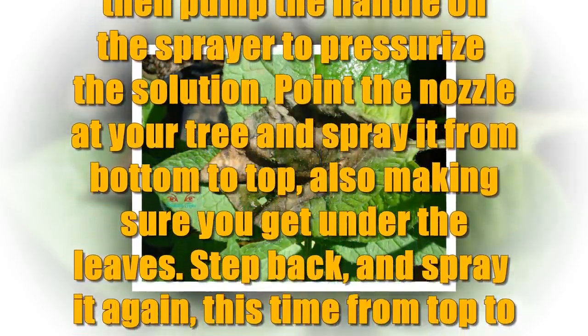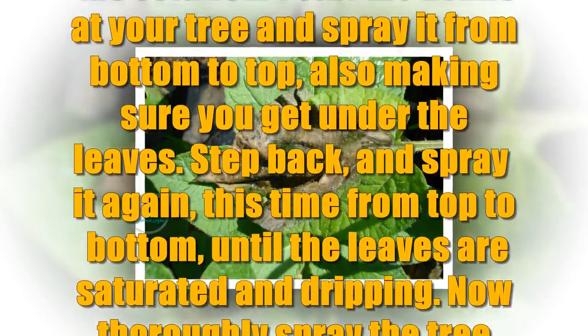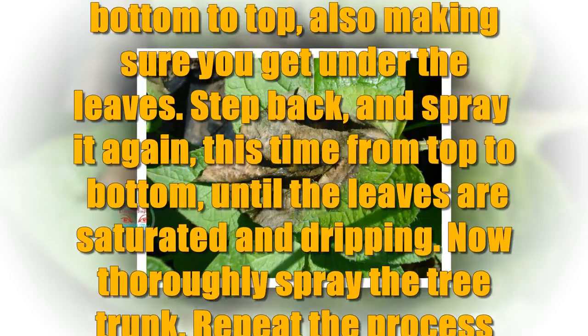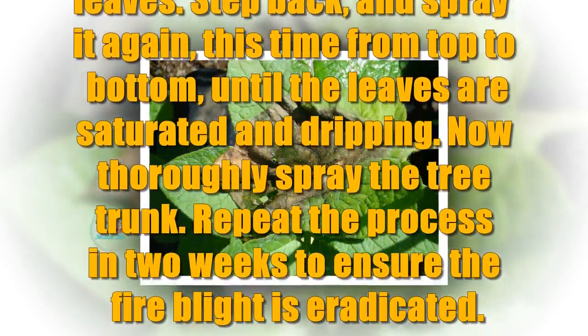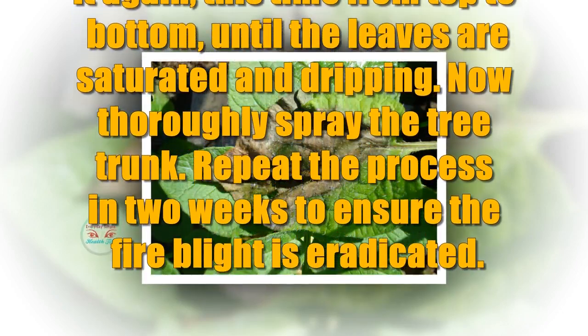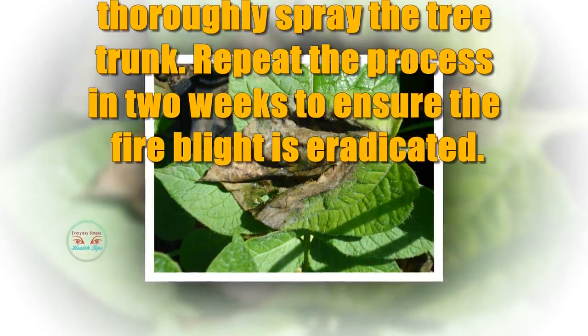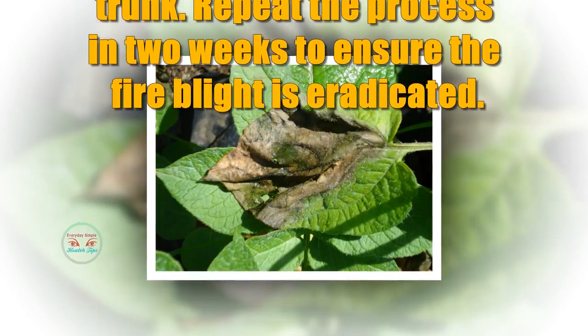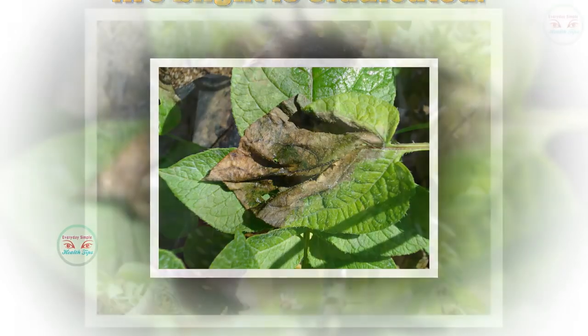Point the nozzle at your tree and spray it from bottom to top, also making sure you get under the leaves. Step back, and spray it again, this time from top to bottom, until the leaves are saturated and dripping. Now thoroughly spray the tree trunk. Repeat the process in 2 weeks to ensure the fire blight is eradicated.